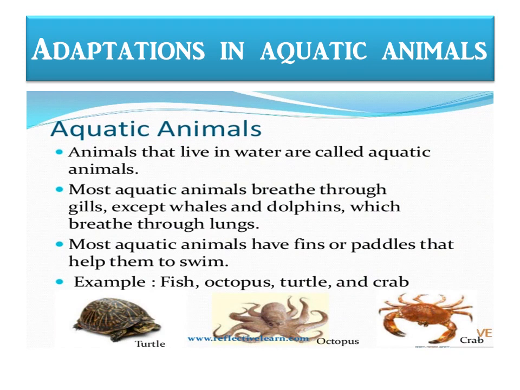Animals that live in water are called aquatic animals. Most aquatic animals breathe through gills, except whales and dolphins, which breathe through lungs. Most aquatic animals have fins or paddles that help them to swim. Examples: fish, octopus, turtle, and crab.